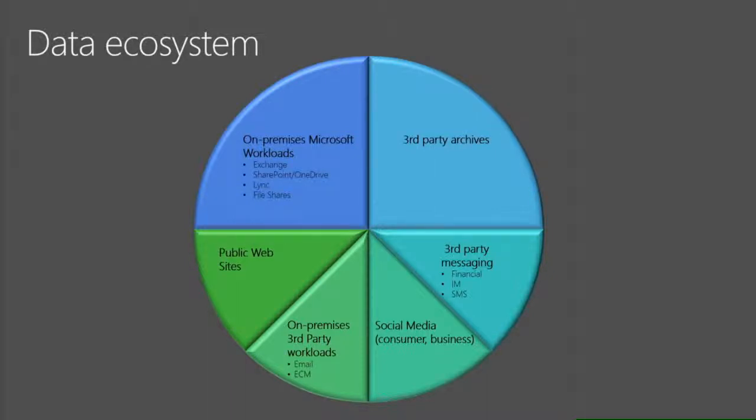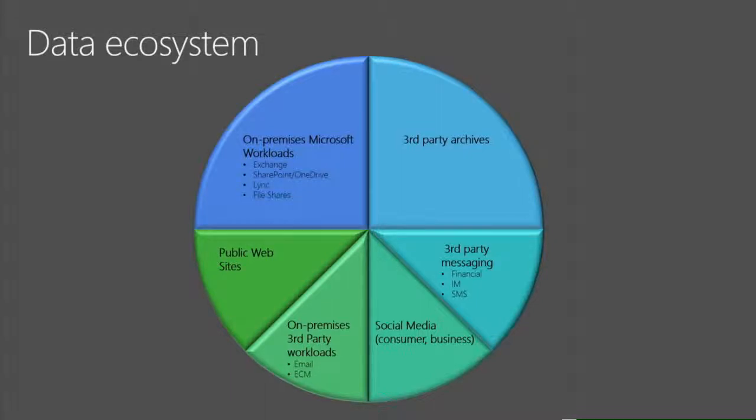There are a lot of financial companies who use IM providers like Bloomberg, which is, again, a very important requirement for you to archive and run e-discovery on. SMS is also becoming pretty important right now. And then finally, the latest trend is social media.